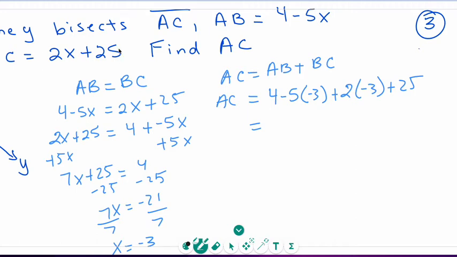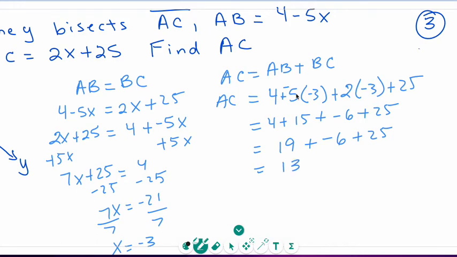So I'm going to do keep, change, change. That's going to give me 4 plus 15 plus negative 6 plus 25. That's going to give me 19 plus negative 6 plus 25. 19 plus negative 6 is going to give me 13 plus 25. So AC is going to give me 38 for its answer.